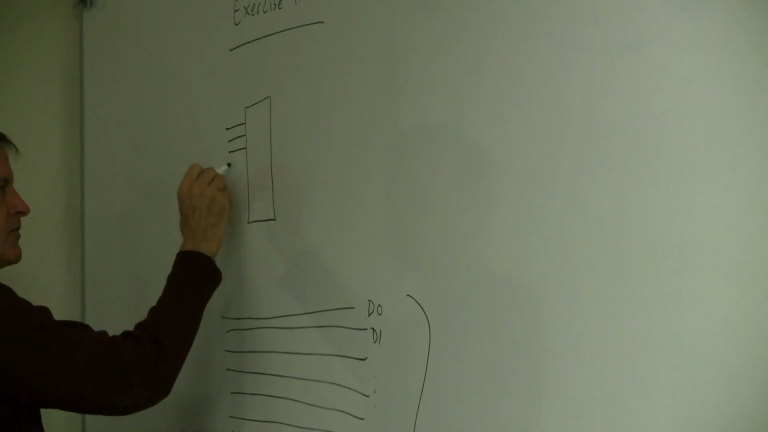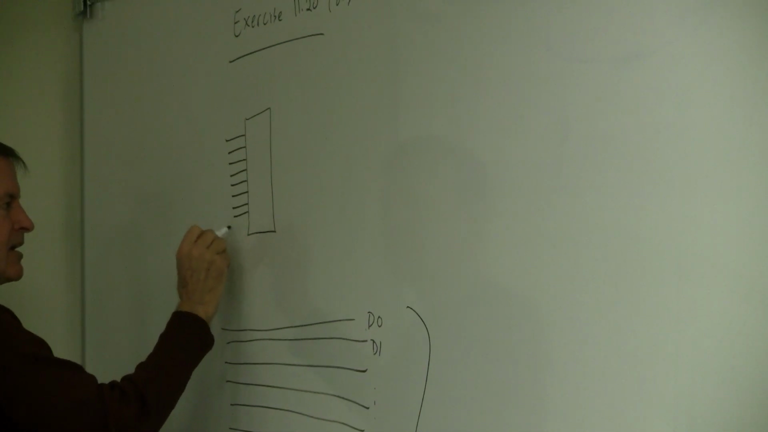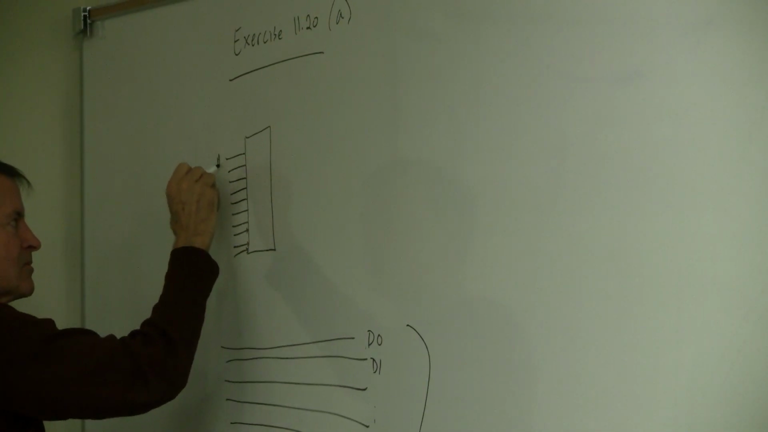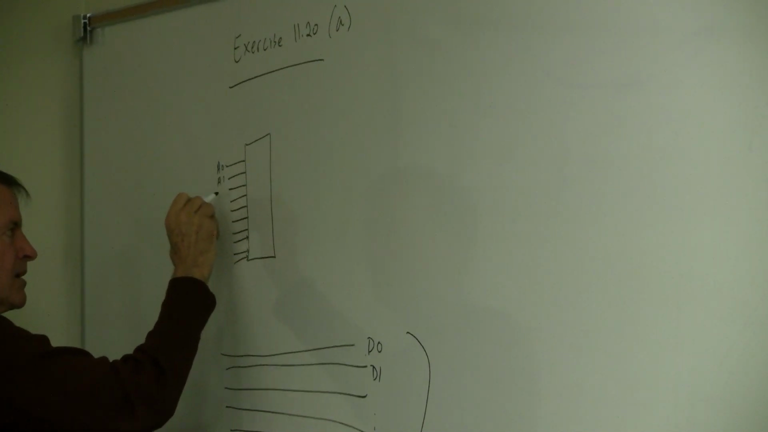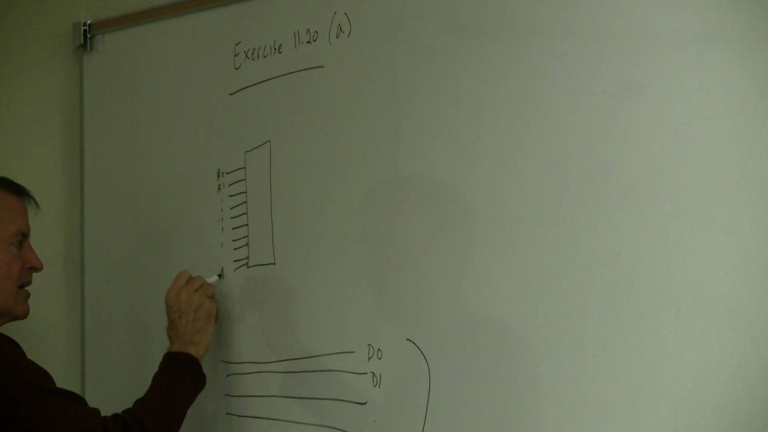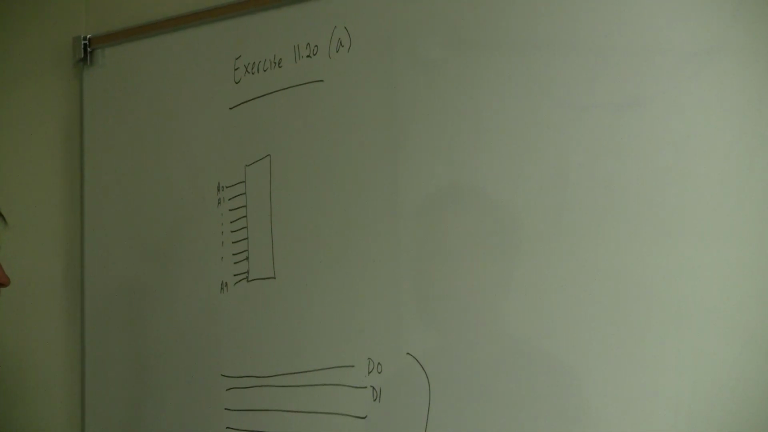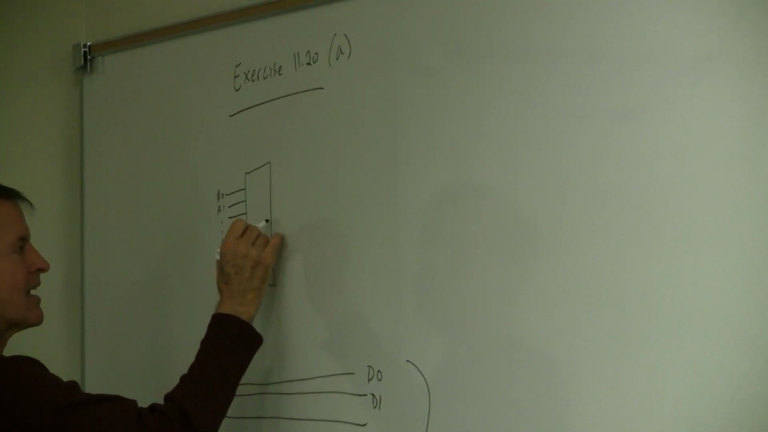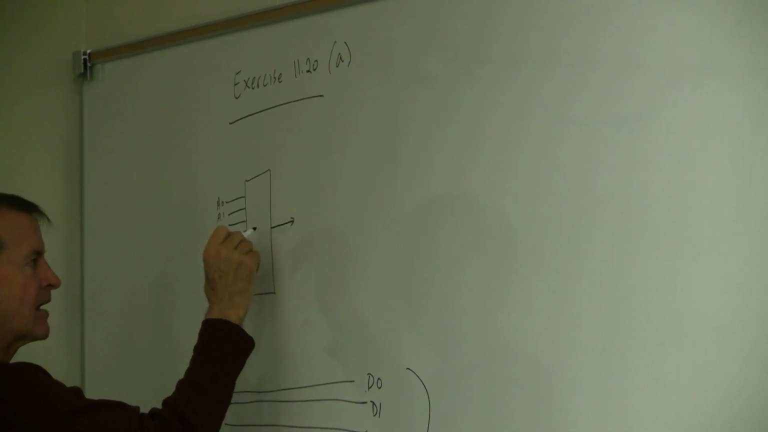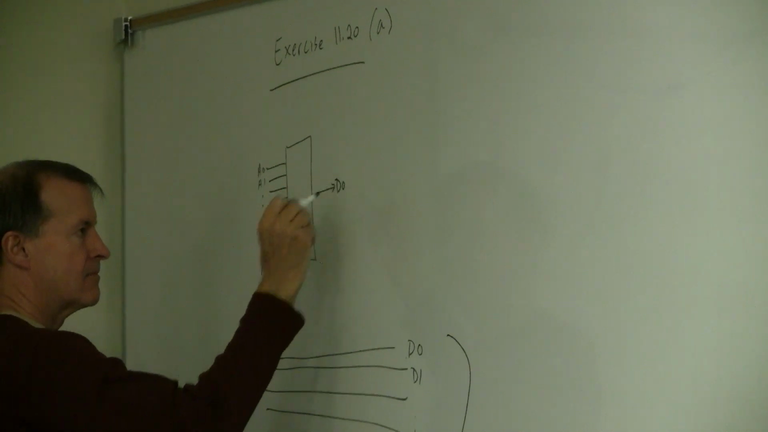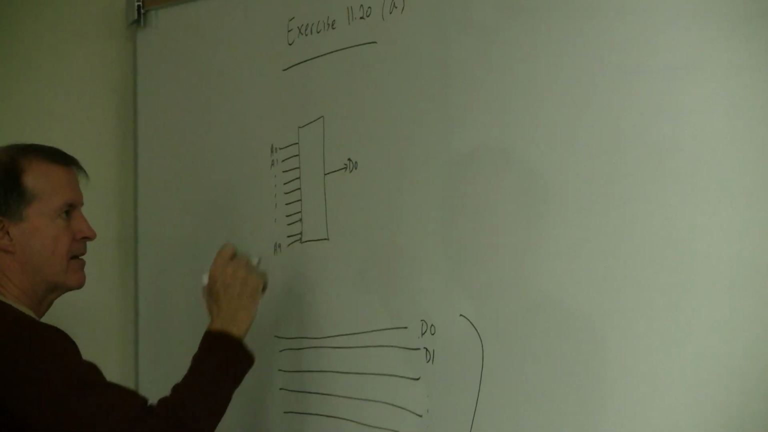1, 2, 3, 4, 5, 6, 7, 8, 9, 10 address lines, and 1 data line. So this would be A0, A1, dot dot dot, down to A9, right? And then 1 data line, and this is D0. So we need 16 of those chips.